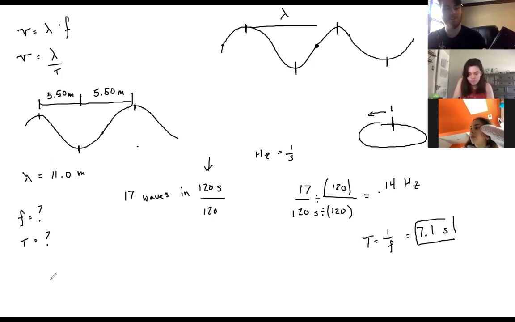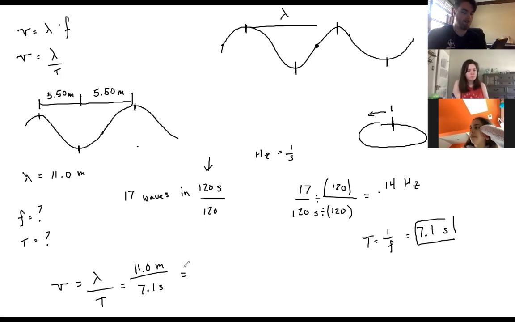So now if we want to solve for our velocity, I'm going to do the wavelength divided by the period, because 7.1 sounds a lot nicer to me than 0.14. But honestly, it would not matter. I have 11.0 meters divided by 7.1 seconds. And we are going to get 1.55, with 2 sig figs should just be 1.5 meters per second.